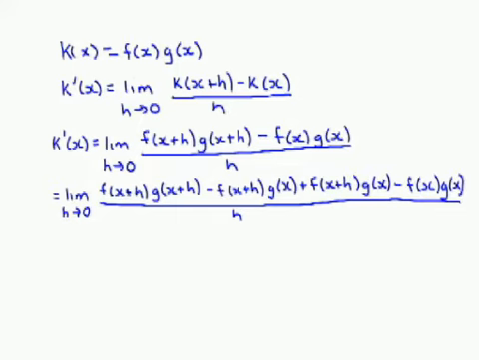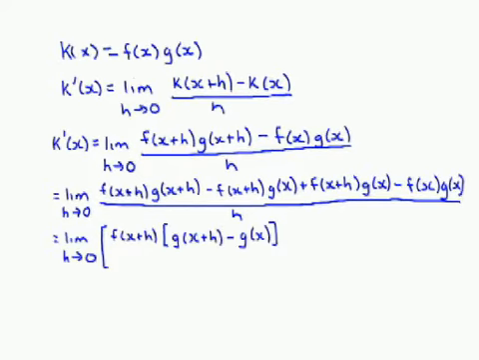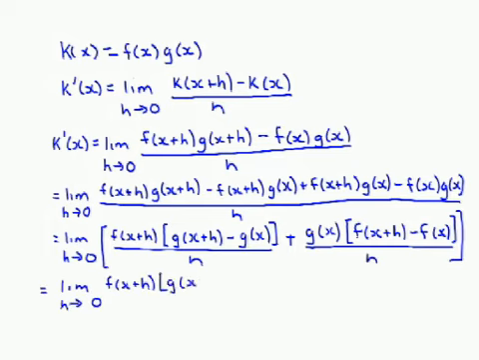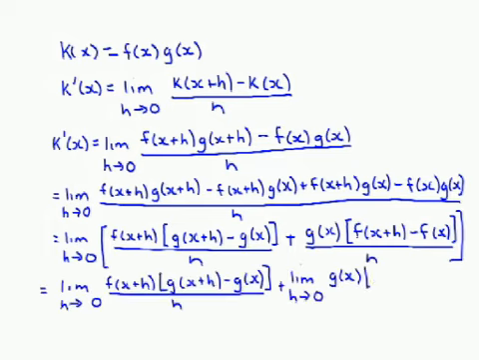So on this fourth line of our derivation, we have the limit as h approaches 0 of f of x plus h, that was the term that could be common factored out of the first 2 terms, times g of x plus h minus g of x, and that's all over h, plus then from the second 2 terms, as we've previously mentioned, we could common factor out the g of x, so we have g of x times what remains, f of x plus h minus f of x, and then that's all divided by h. The next thing we've done is just split the limit apart.